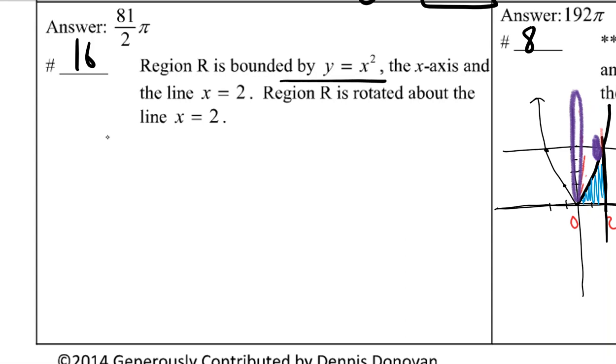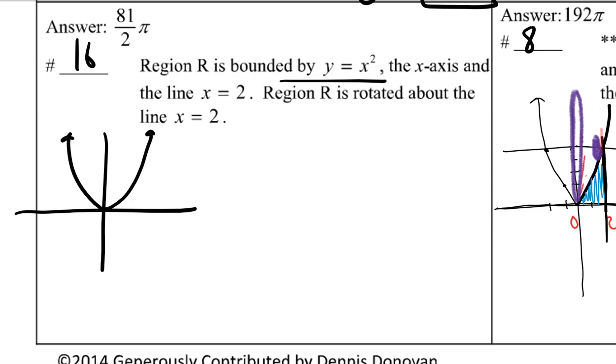All right, we've got x squared. We've got the x-axis, and we've got x equals 2. So there's our trapped area, and this time we're rotating it around x equals 2.